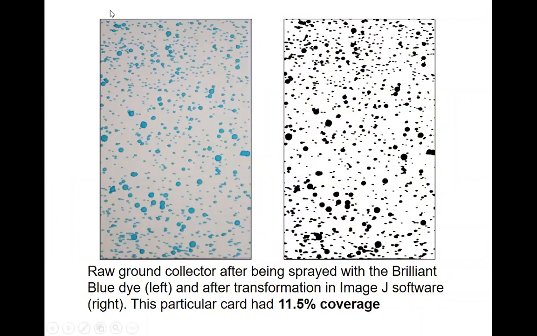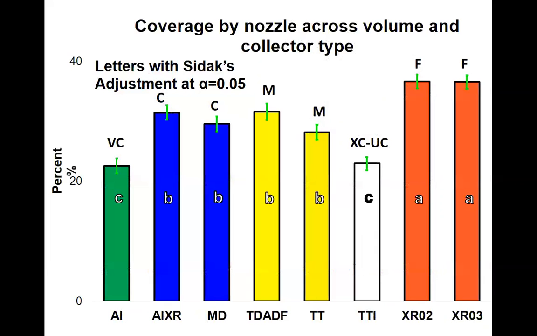There are some ways to quantify the coverage. For instance, in this case, these 2 cards are actually the same card, because the ImageJ software will be able to calculate the blue dye and convert the picture to numbers. So this card has 11.5% coverage, which means 11.5% of the spray card was covered by droplets.